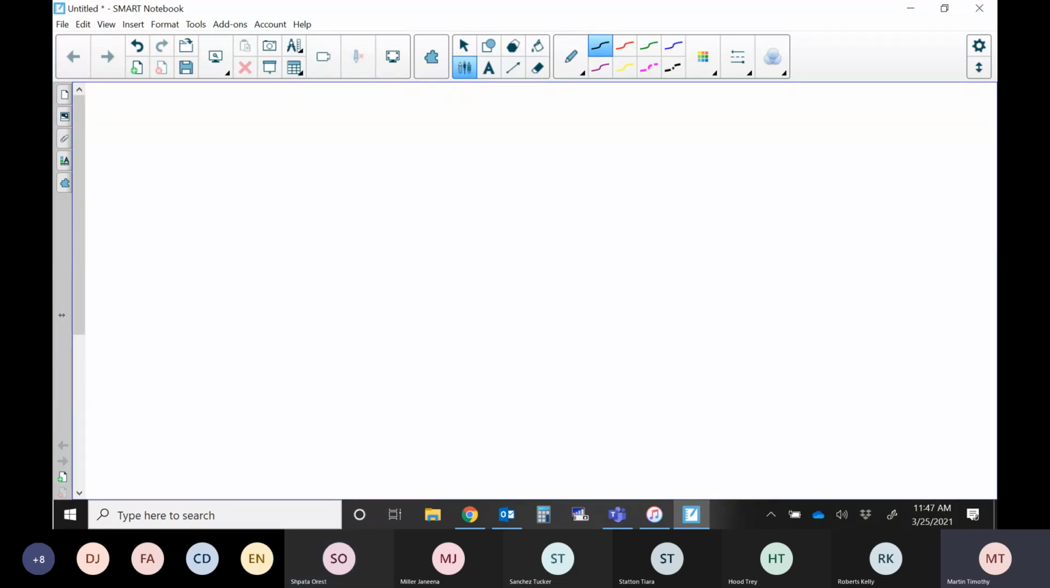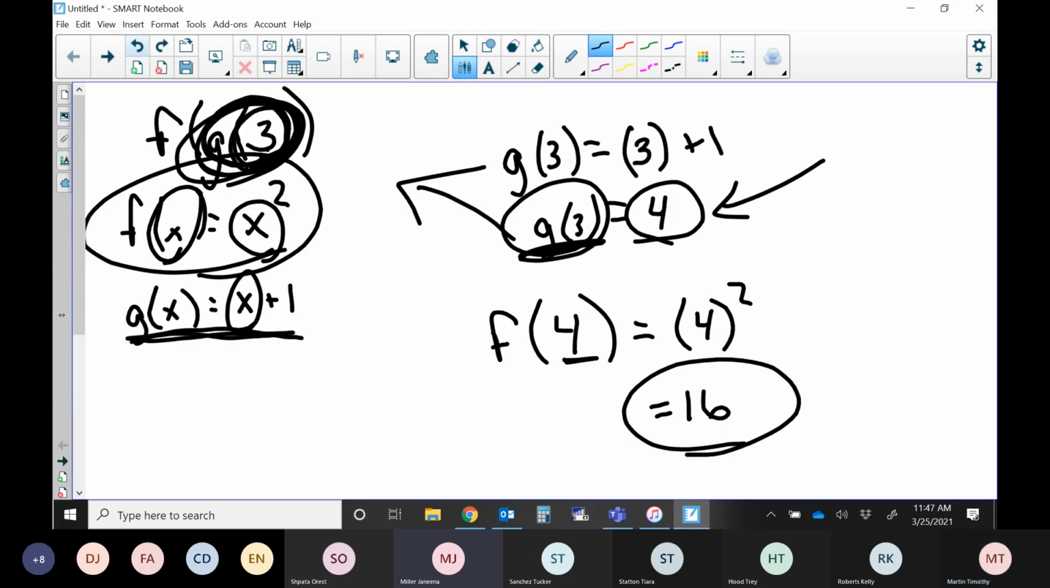Janina, do you have a question? Do we not have to put it back into the original? Like we're not supposed to multiply them at all or anything? So what this means is you take the 3 and you put it in for the g. You get an answer for that. You put that answer into the f function.